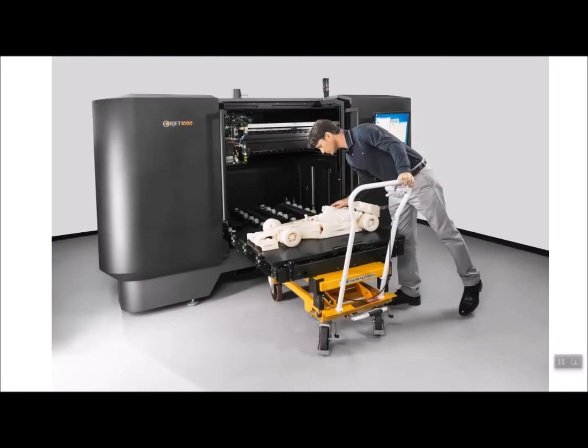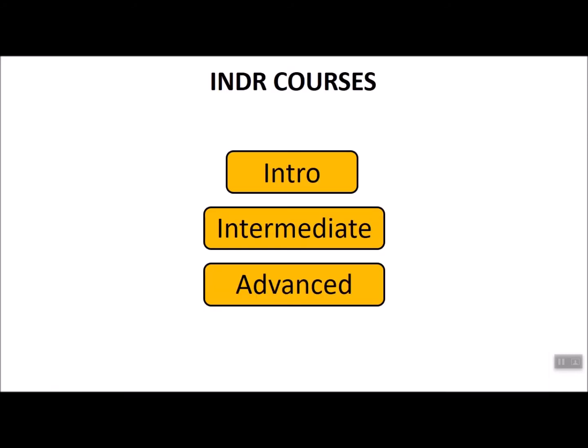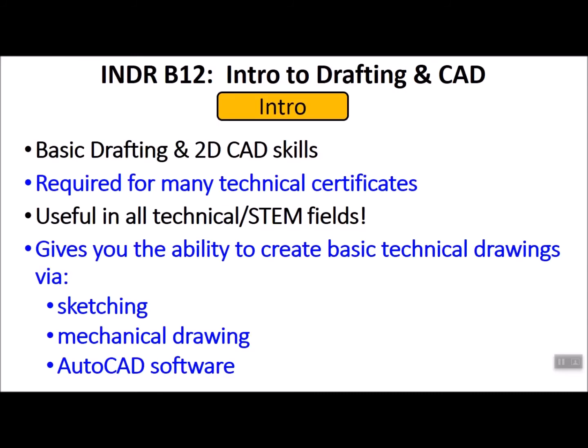3D printers, water jets, lasers, these things allow students to take their CAD files and actually make things from those files. The industrial drawing courses are broken into 3 areas. We have a few intro classes, we have intermediate, and we have advanced classes.